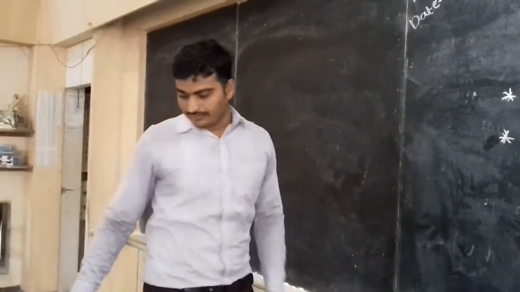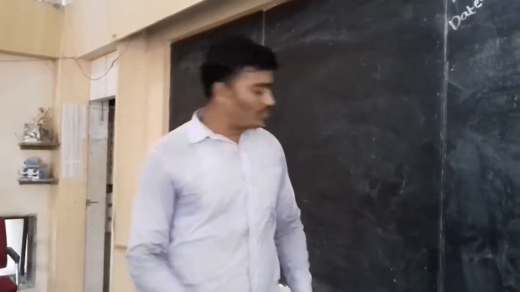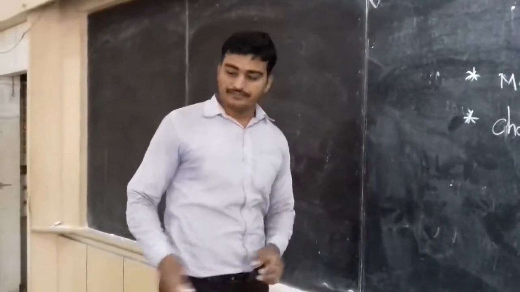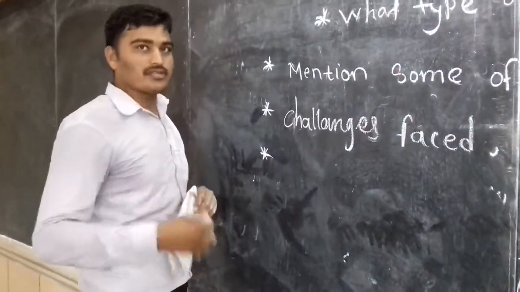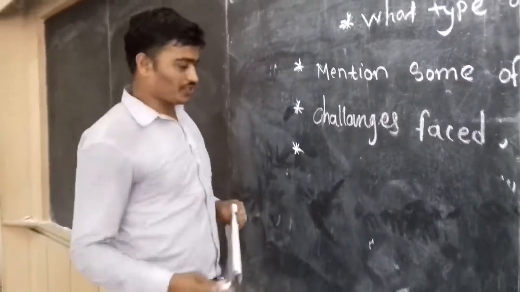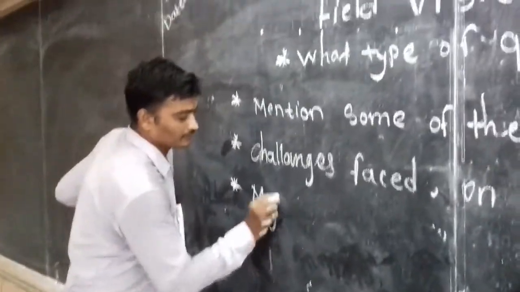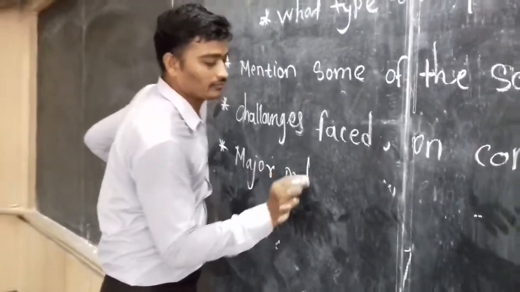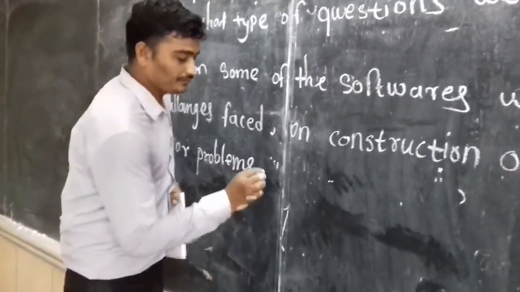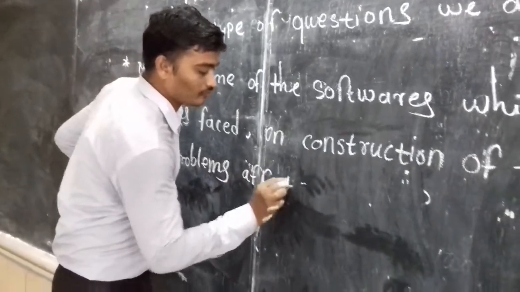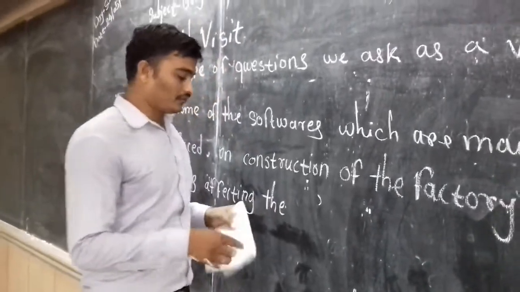Now the next question, related to this: major problems affecting the running of the factory. See, what type of problems are they facing while running the factory? On the basis of that we have to ask questions to the manager or the owner. So the question on this point: major problems affecting the running of the factory.